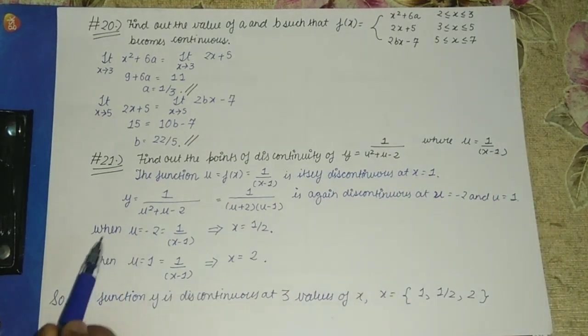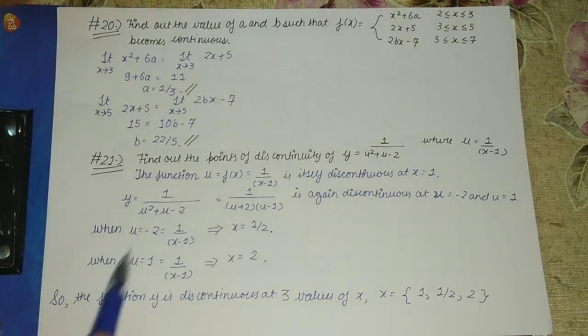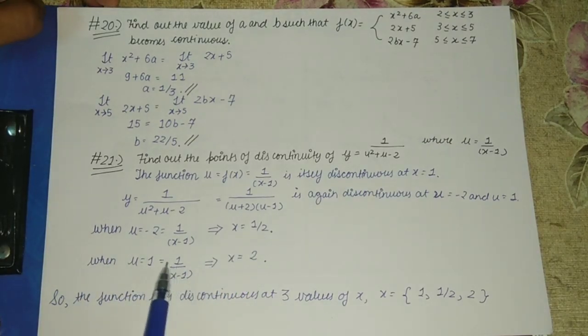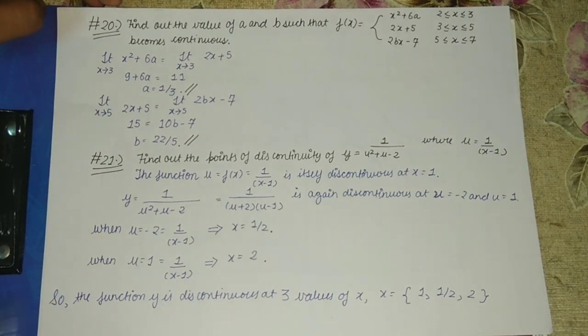Okay, so when u equal to minus 2 is equal to 1 upon x minus 1, the value of x comes out to be half. And when u equal to 1 is equal to 1 upon x minus 1, the value of x comes out to be 2. So we have got 3 points of discontinuity, and they are x equal to 1, x equal to half, and x equal to 2.